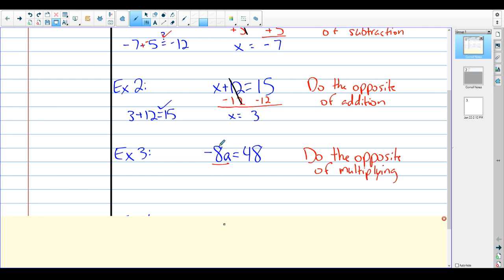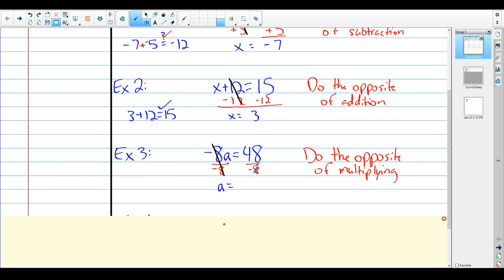All right, so the opposite of multiplying is to divide. So I'm just going to divide both sides by negative 8. Because any number divided by itself is 1, and 1 times anything is just itself. So the negative 8s on the left-hand side will cancel each other out, and we're left with a equals.